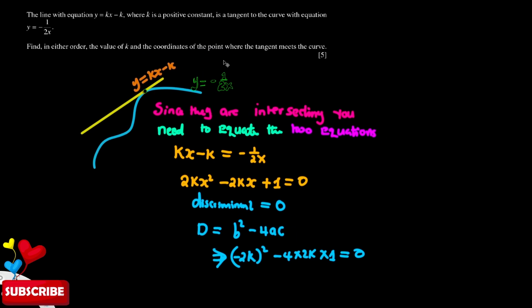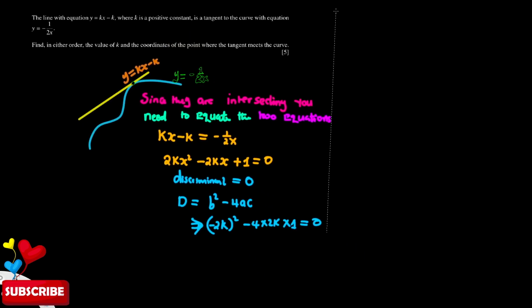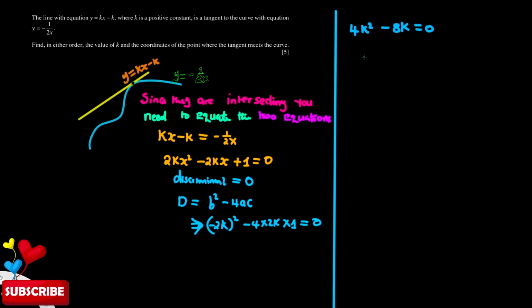We're going to simplify this further and have 4k squared minus 8k equals 0. Simplifying this, we factor out 4k and remain with 4k into k minus 2 equals 0. So this implies that 4k equals 0 or k minus 2 equals 0. And this will mean that k is either 0 or k equals 2.